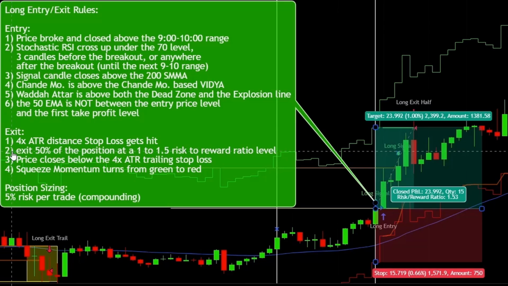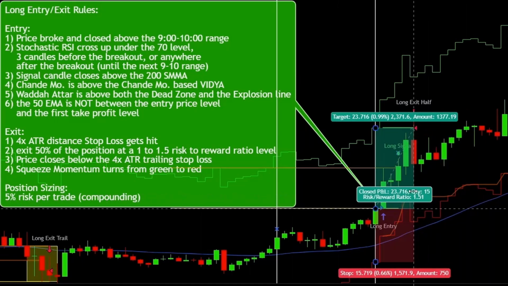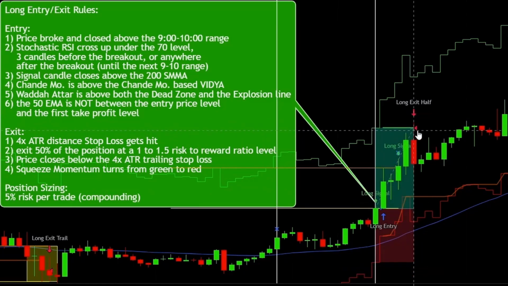The second exit rule says we will exit 50% of the position at a 1 to 1.5 risk to reward ratio level, which will be at the upper NNFX ATR line, which is this green line. And here you can see it is a 1 to 1.5 risk to reward ratio. And we will exit 50% of the position if that level gets hit. And that level got hit right here. And you can also see the long exit half printed above by our script.